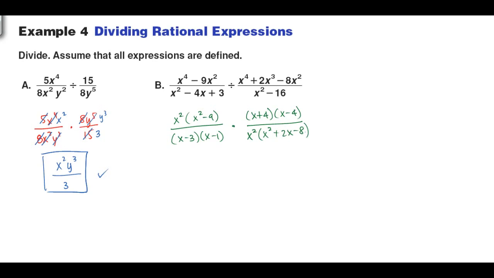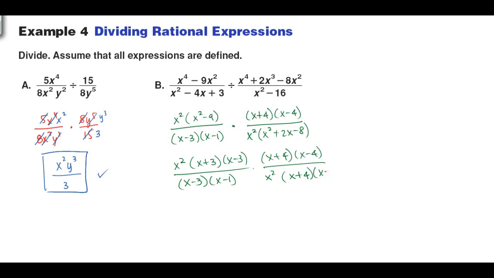Now I got a little more factoring to do, like we said, that difference of squares right there. So x squared, x plus 3, x minus 3 over x minus 3, x minus 1, times over here, I got an x plus 4 and x minus 4. I have an x squared on the bottom. And what two things multiply to negative 8 that add up to 2? I think that's going to be 4 and negative 2. I should be careful. And there we go.